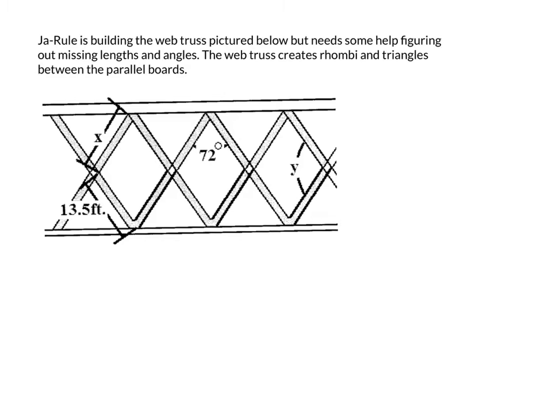So if all my sides are congruent and one of them is 13.5 feet, what's x going to be? X is going to equal 13.5 feet. And I know that because all the sides are congruent in a rhombus.